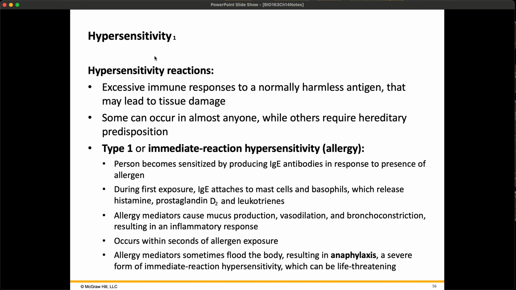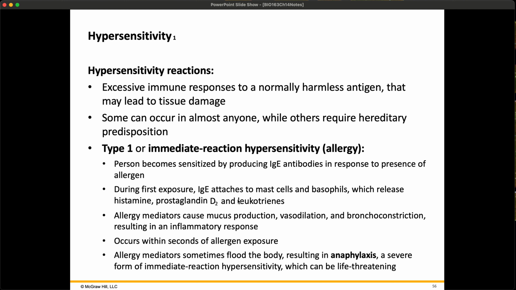So let's look at a couple of hypersensitivity reactions, some specifics here. Hypersensitivity is an excess immune response to a normally harmless antigen that can lead to tissue damage. It can occur in almost anyone. Some do require hereditary disposition. Type 1 is where you become sensitized by producing IgE antibodies in response to the presence of an antigen.